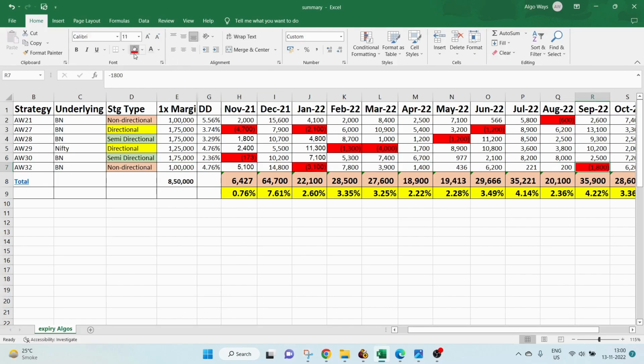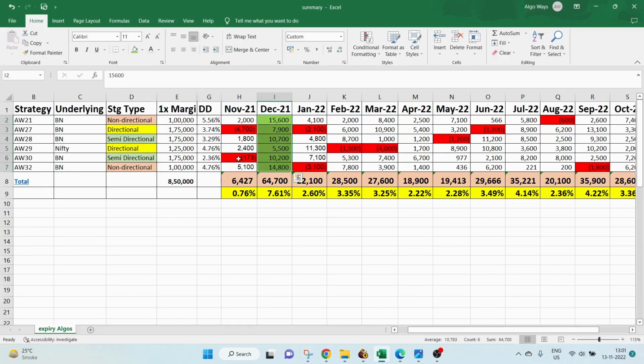So if you see the portfolio, the red cells in this sheet, you will find that they are all distributed. There is no month where more than 2 strategies are in loss. So if you see December 21, there was no strategy in loss. This was a completely green month for all the strategies.